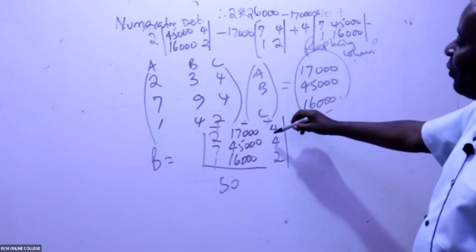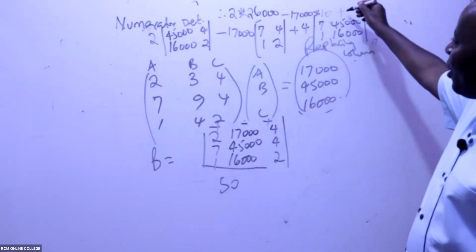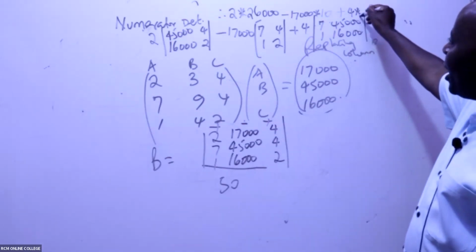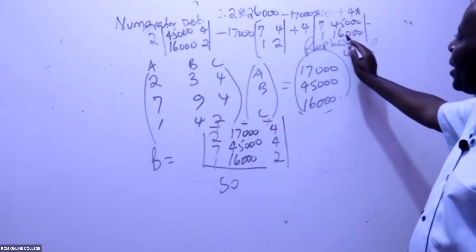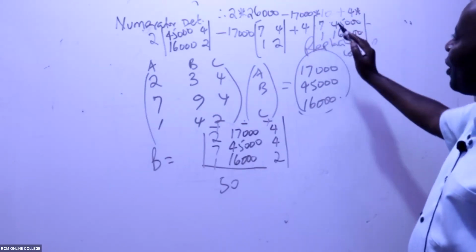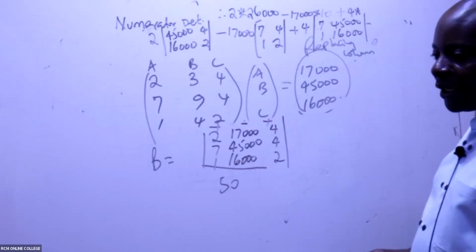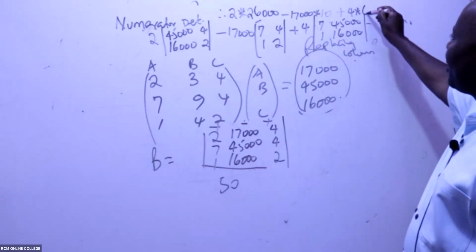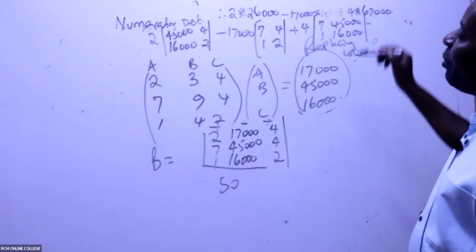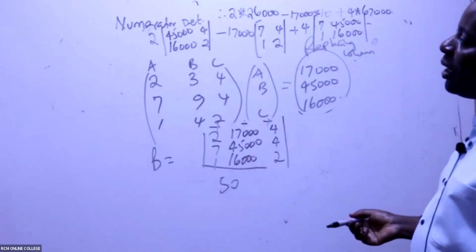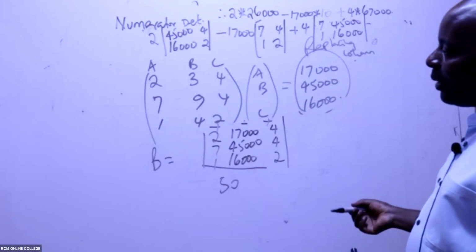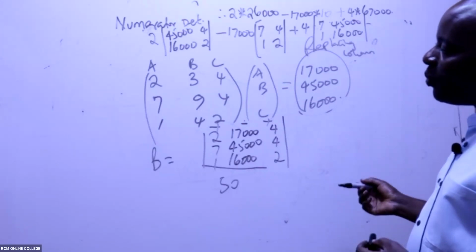Plus, we have in this case here, the 4. So 4 times, what is this? 7 times 16,000 minus 1 times 45,000. They're giving me a figure of 67,000, right? 67,000. So then are you able to give me the final answer there as the numerator of this determinant? Determinant of the numerator, I mean.